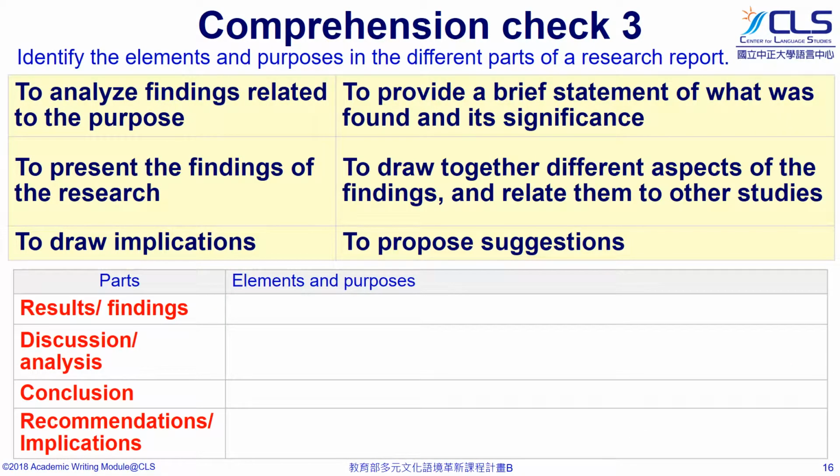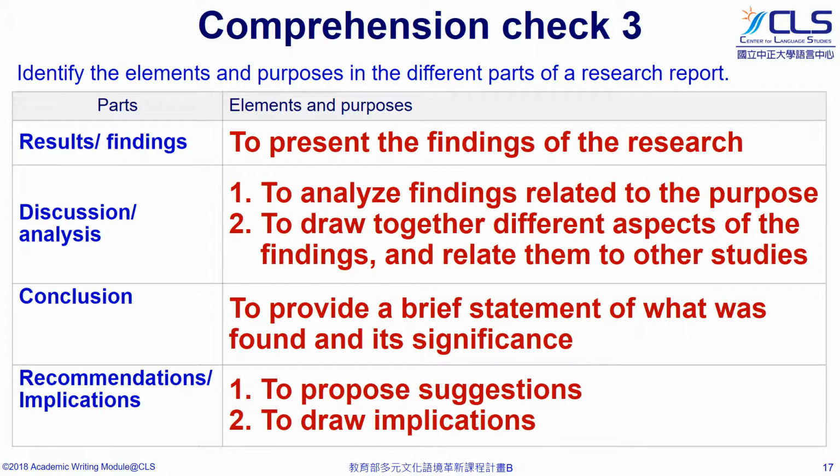Finally, please identify the elements and purposes in different parts. As shown in the table, in results or findings, we present the research findings, while in discussion or analysis, we analyze the findings related to the purpose and draw together different aspects of the findings and relate them to other studies. In the conclusion section, we provide a brief statement of what was found and its significance, and in recommendations or implications, we propose suggestions or draw implications.